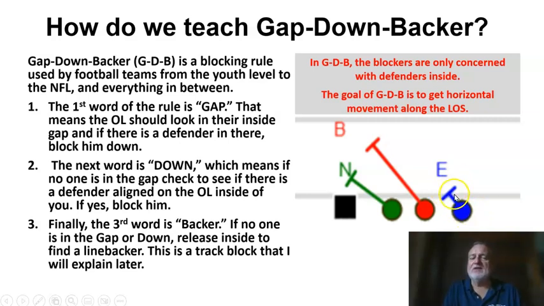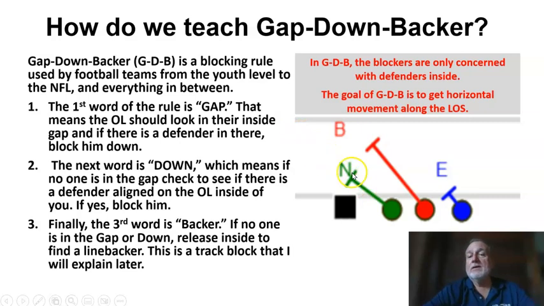Next word is down. If nothing's in your gap, you move on to down in your rule. It means if no one is in the gap, check to see if there's a defender aligned on the offensive lineman to your inside. Okay, if yes, block him. For instance, the guard, nothing in the gap. So he looks down. This is what down means. It's on the next lineman. Now, if he is over here shading, that's not your guy. You'll go on to backer.